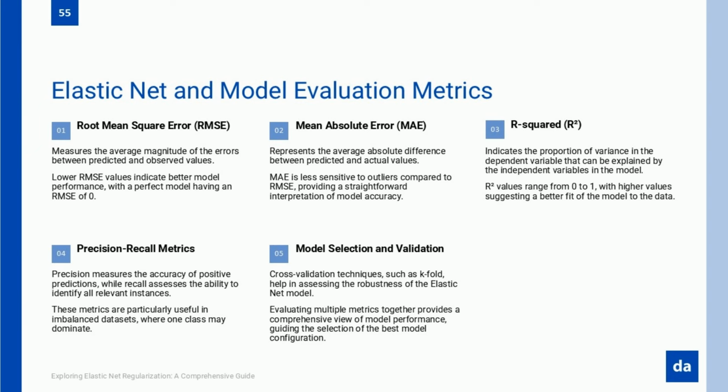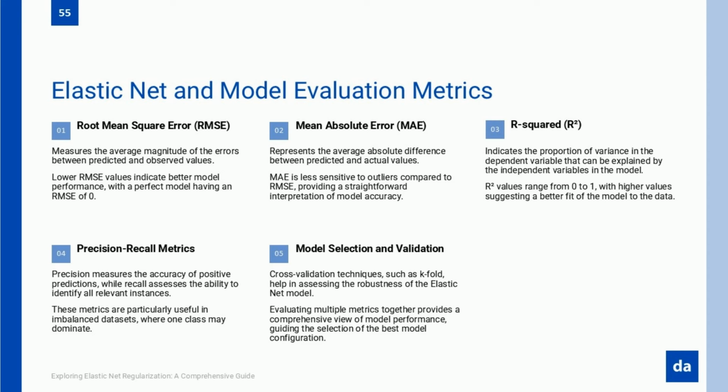MSE calculates the average squared differences between predicted and actual values, with larger errors receiving more weight. RMSE is simply the square root of MSE, making it easier to interpret since it's in the same unit as the target variable. MAE, on the other hand, gives equal weight to all errors, making it more robust against outliers compared to MSE. Another critical regression metric is R-squared, R2, which measures how much of the variance in the target variable is explained by the model.